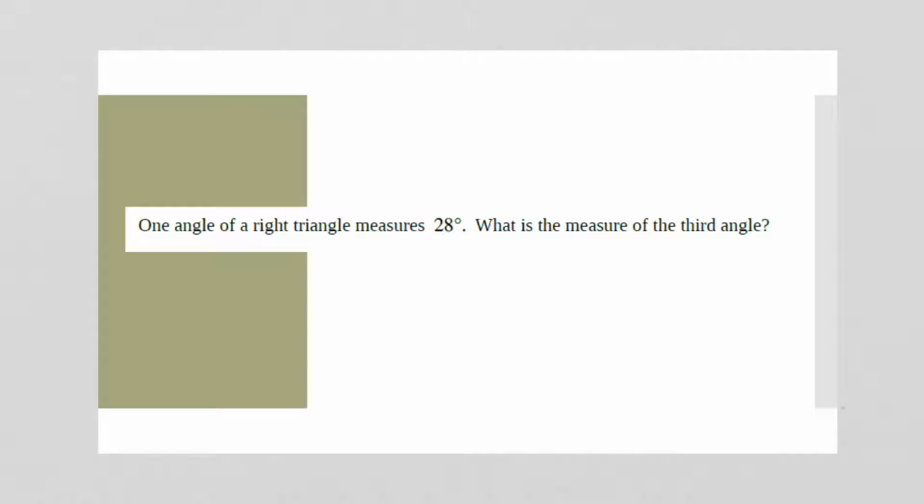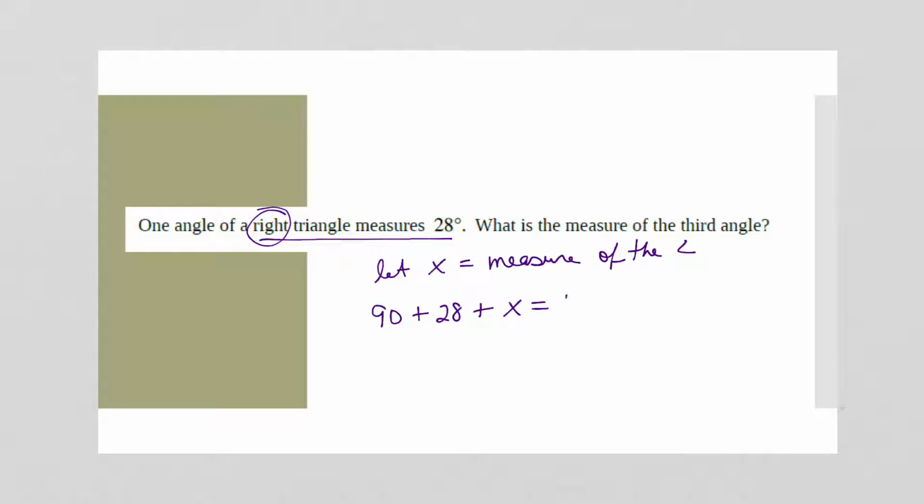Alright, so it says here one angle of a right triangle measures 28 degrees. What is the measure of the third angle? So we're going to let x equal the measure of the angle. So I've got 90, which is one of my angles because of this word right here, plus 28 plus x equals 180. 90 plus 28 is 118, and I'm going to subtract 118 from both sides. And I get 62 degrees.